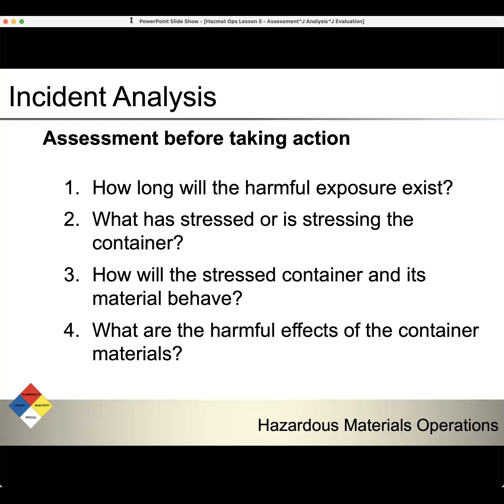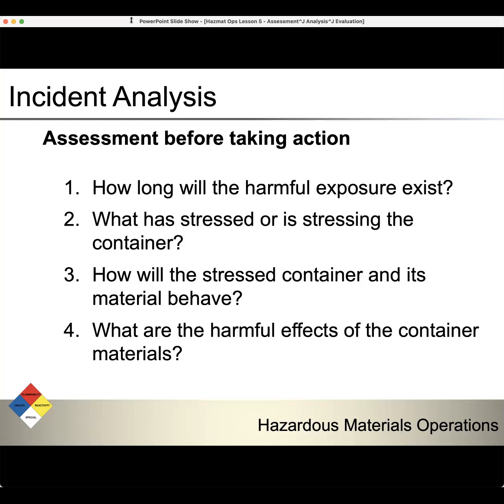Some other questions we need to consider: how long will the harmful exposure exist? So say we have a chemical gas released and it's heading toward a neighborhood. If the wind's blowing, say 20 miles an hour, and all the gas has been released, it's not going to stay in that neighborhood very long. We would not have time to evacuate people and put them in safe shelter. So that exposure is very short. So we would try to tell them to shelter in place, but otherwise we don't want them coming outside, because that's where the hazard is.